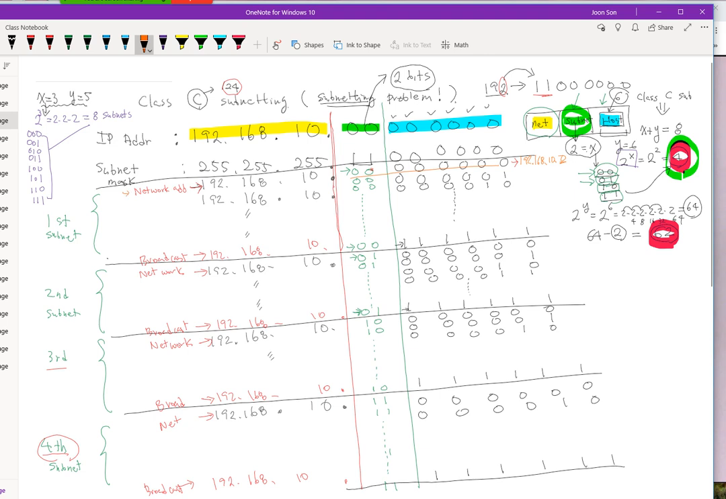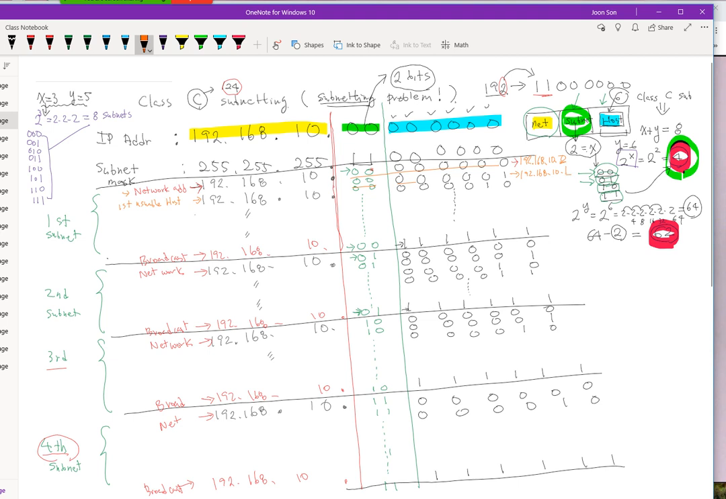Then I'm going to ask you, what is the first usable host IP address? So what is the IP address for the first apple in the first basket? So the first usable host IP address, what is it? 192.168.10.1. Thank you. What is your name, by the way? Asra. Thank you so much. 192.168.10, what? 1. Because 00000001 is 1.